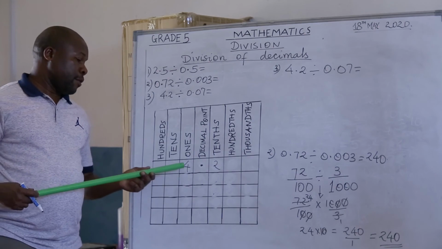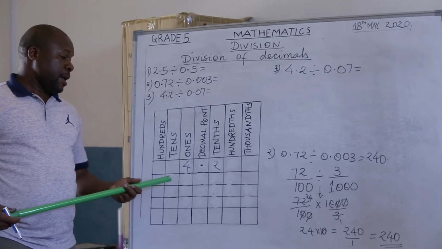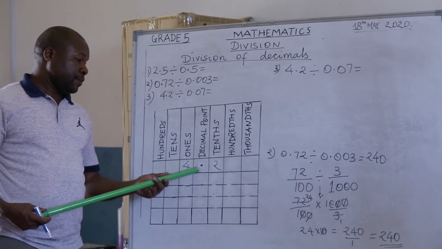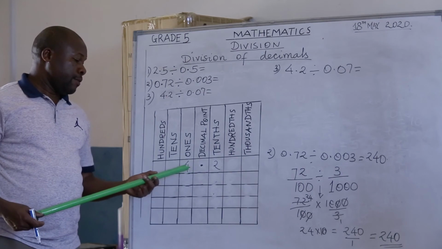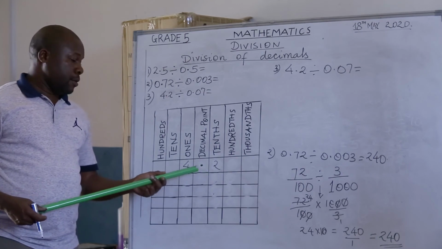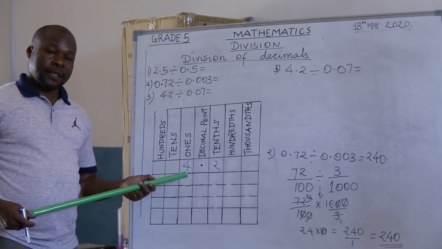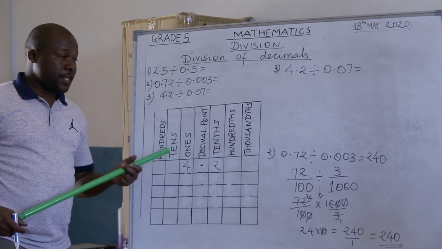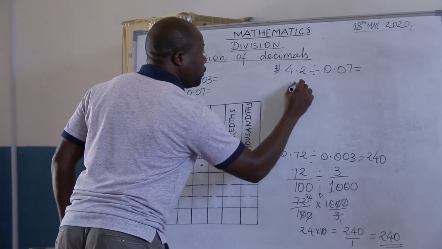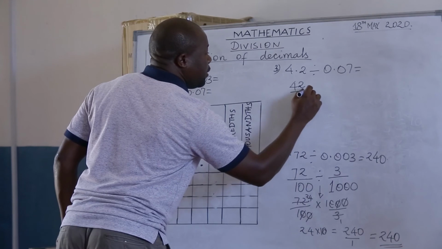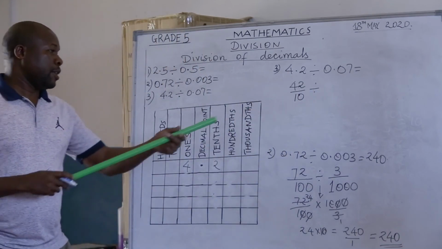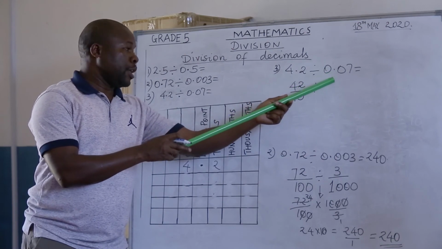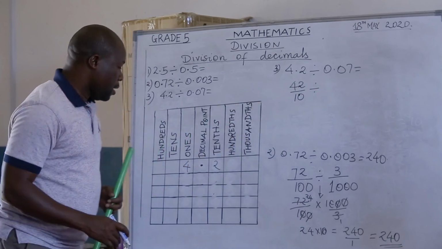4.2 can be read as 4.2 the way we have read it, but in the other alternative way we can read it as 4 and 2 tenths, or just say 42 tenths. So write 42 tenths divided by, which number will this one be? When we put it in the place value chart, how will we read it?